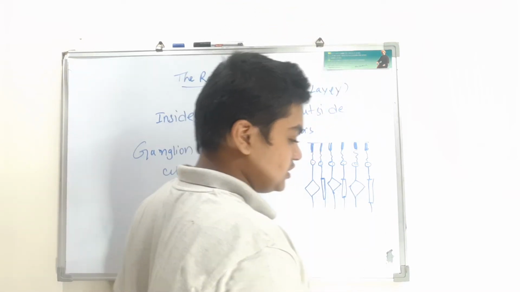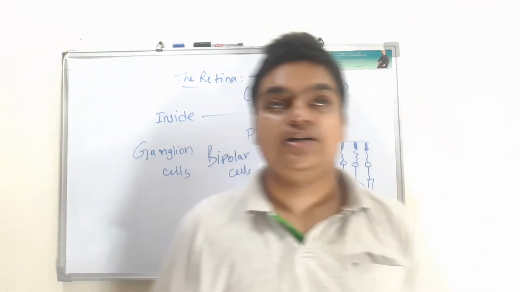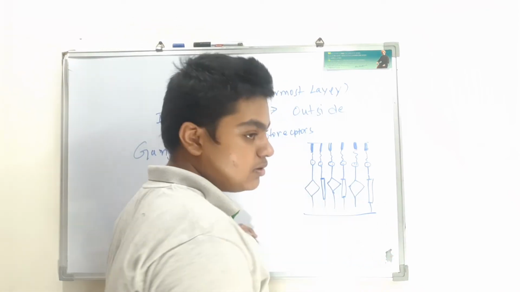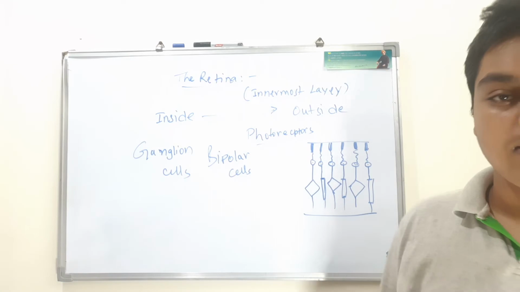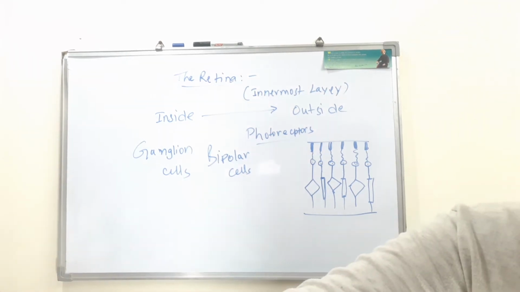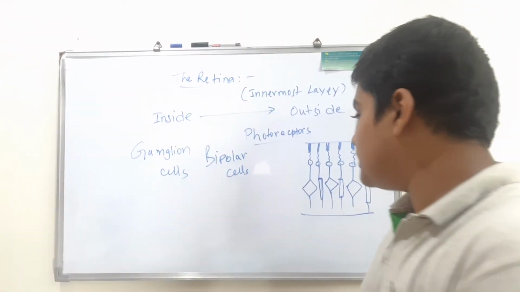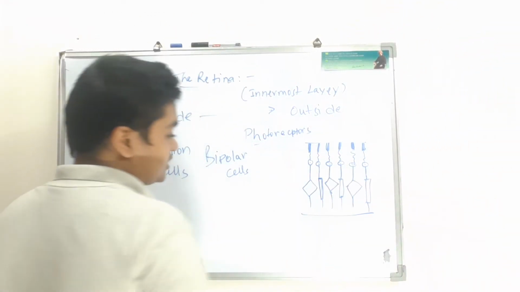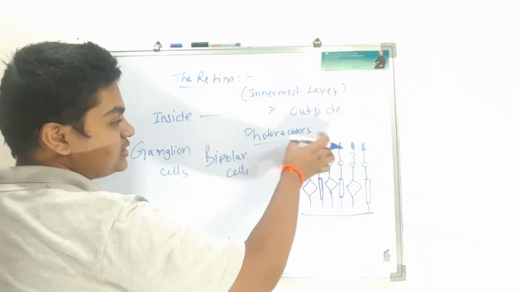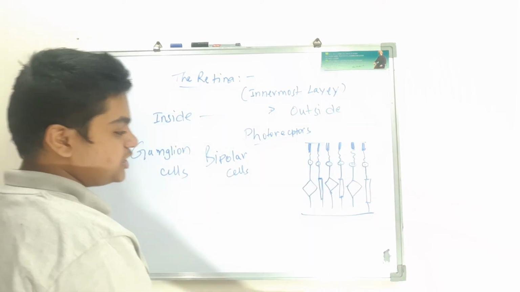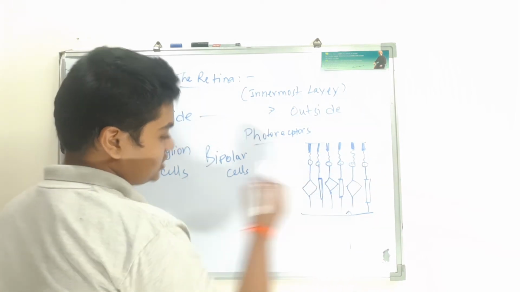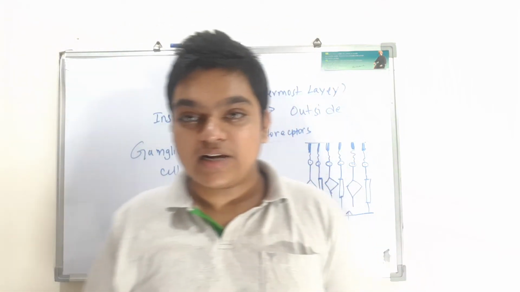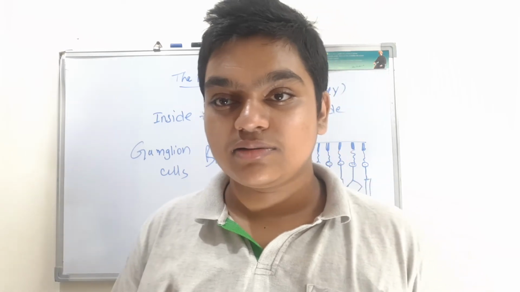These are your photoreceptors. They respond to light. So this is your outer part. Yeah, these are your rods and cones, your photoreceptor cells. This is the outside. This is your inside. Outside to inside, so light is entering in this direction. That is why there are photoreceptor cells on the outside.